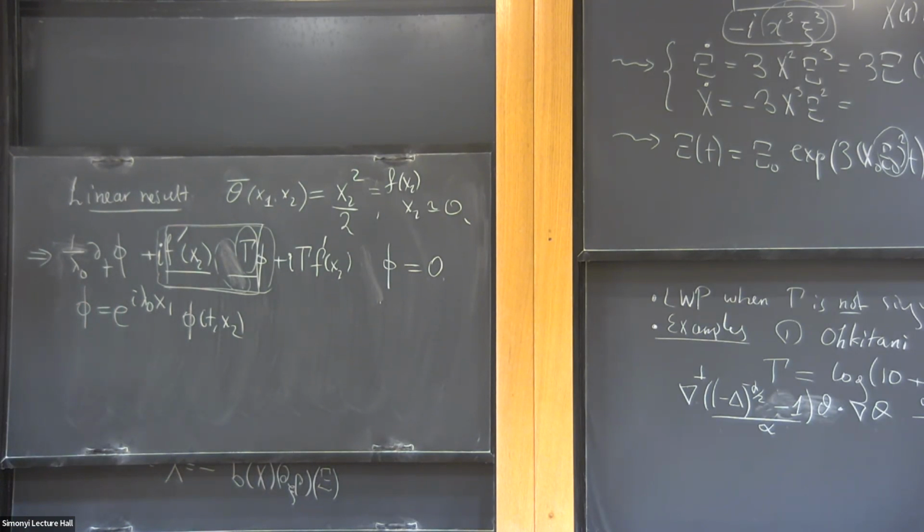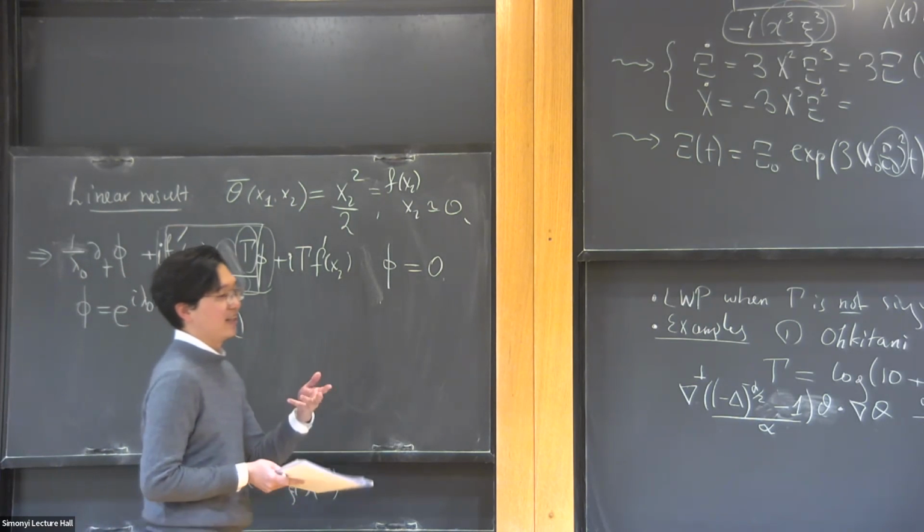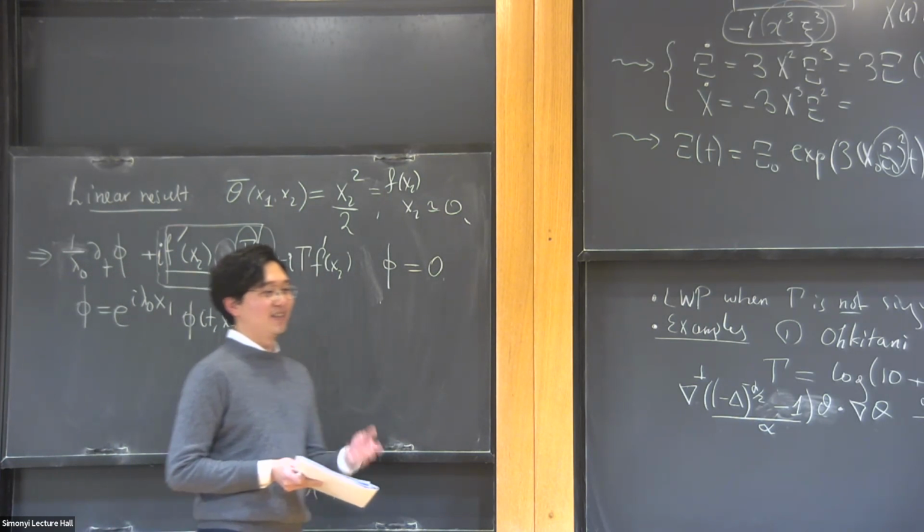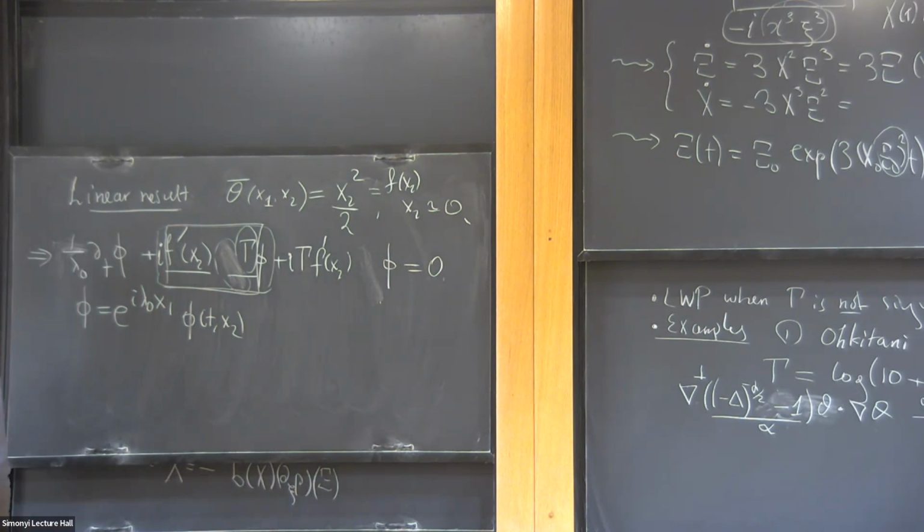So here is the main linear theorem, which basically says that we can construct solutions which behave exactly like the bicharacteristic analysis. Linear theorem.